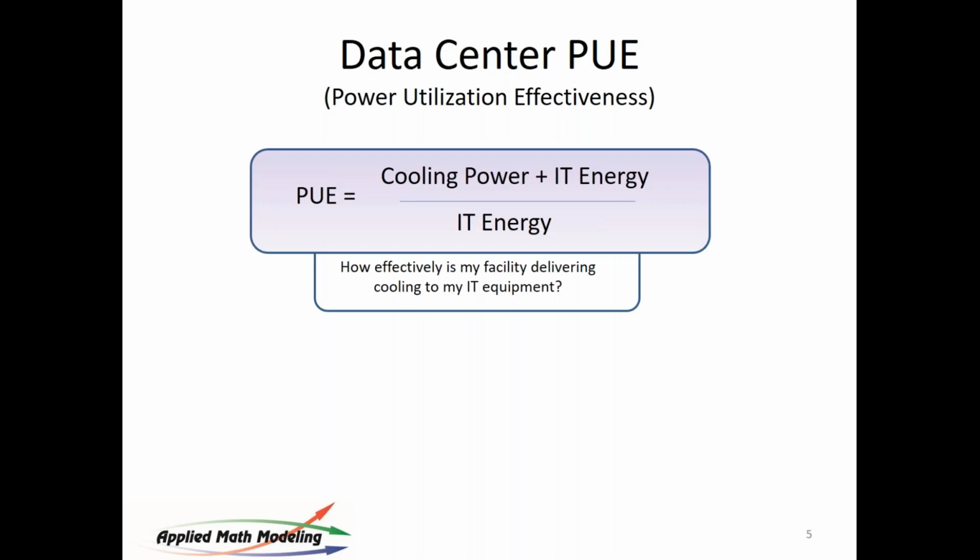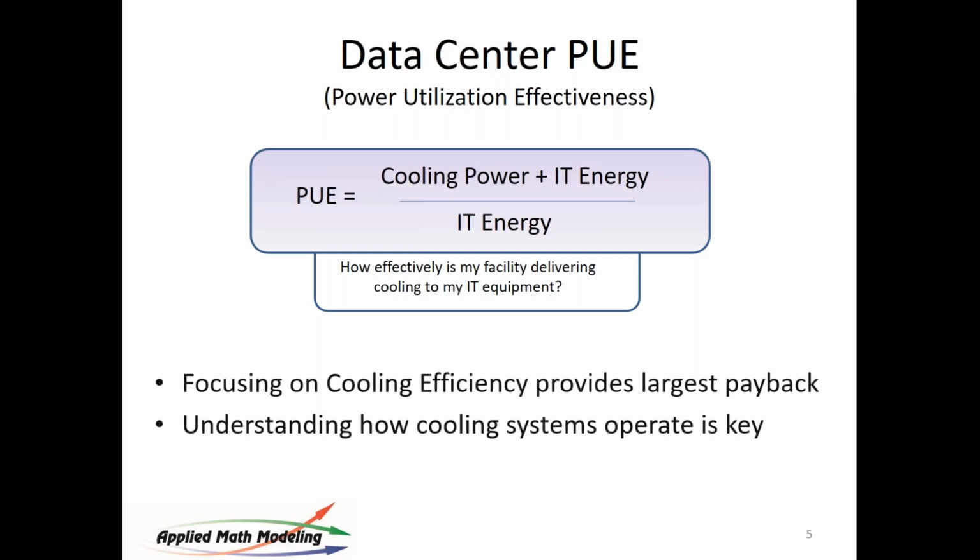PUE has gotten some criticism because you can make this look very different depending on where you are with your IT loading, because cooling power doesn't change all that much, but how heavily your data center is filled with IT equipment can vary quite a bit. Now, this has caught the attention of some people on the ASHRAE TC99 committee, and the 90.4 specification looks at just cooling power over IT energy.